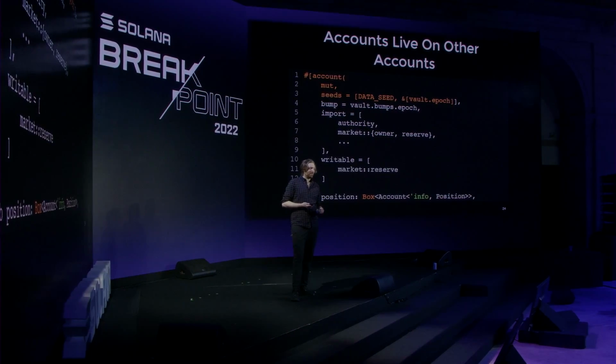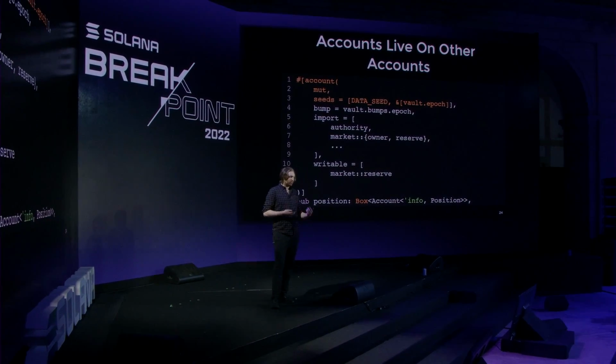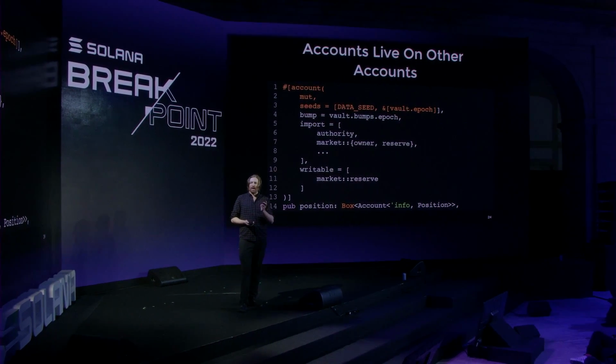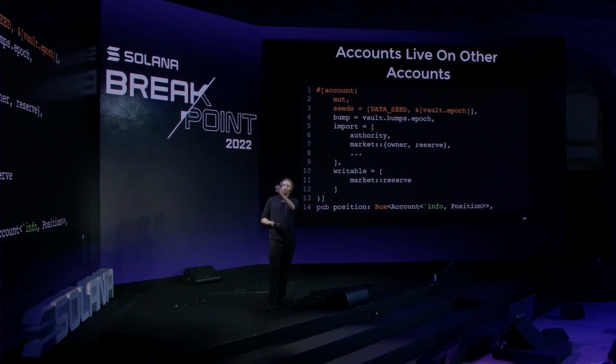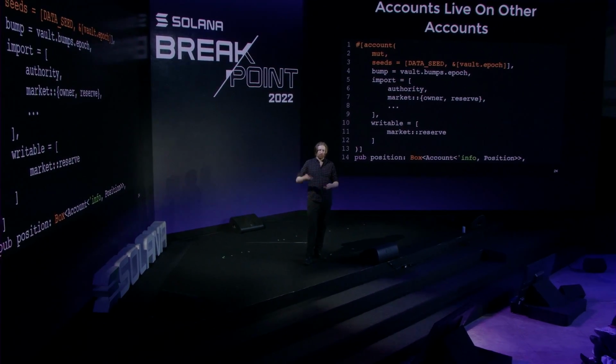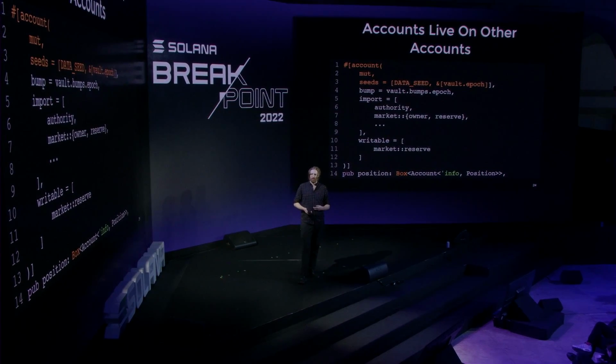Well, we're going to have accounts that live on other accounts. This is kind of the way to say it. This will automate all of the has-one checks and the PDA checks that you might have accidentally missed. Because if you want to access any of the accounts that you expect to exist within position, you have to access them using, I'll show you the syntax later, position.authority or position.market to actually look at the details of those accounts. And now I'm just going to check that I haven't omitted anything important.